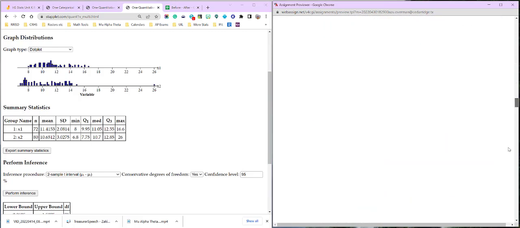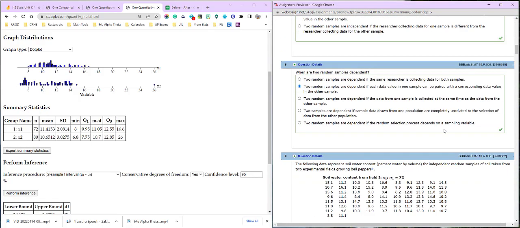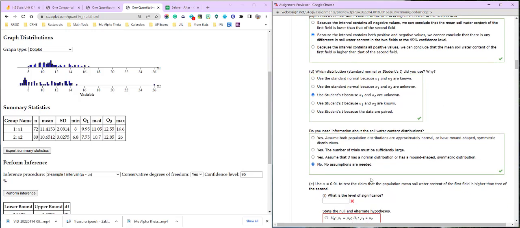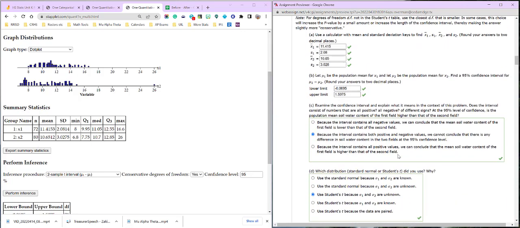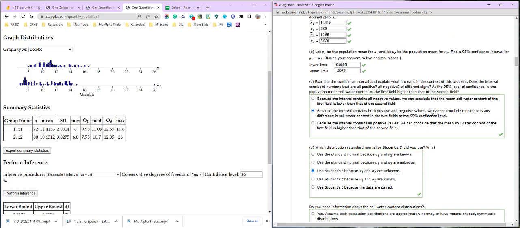So let me make sure I said that correctly. Let me submit. Let's see. Yeah, no assumptions are needed. And that's basically because we can look at the data and see what it is. Of course, we're assuming these are randomly collected. Yeah, independent random samples. So you're fine there.